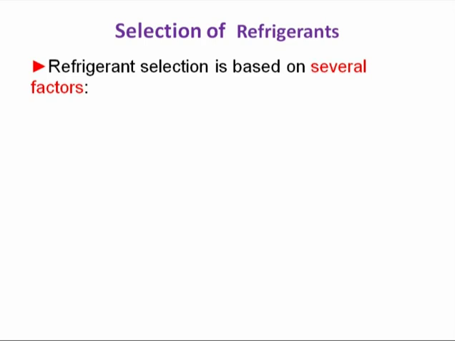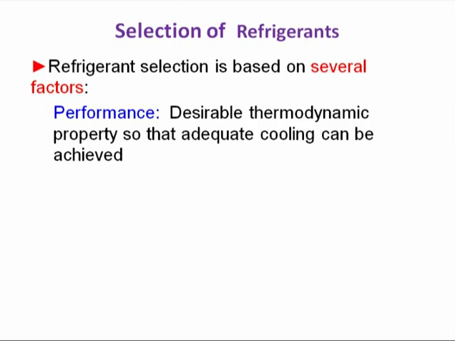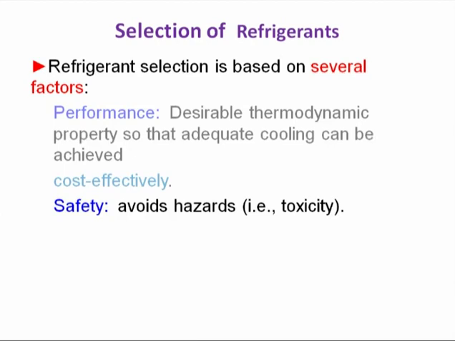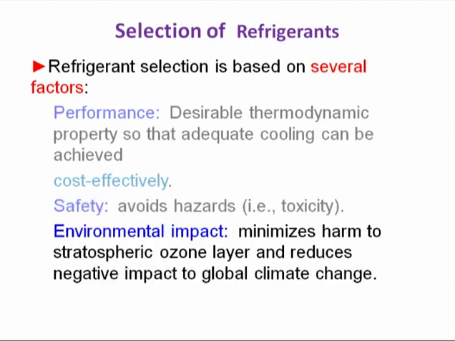Then the selection of refrigerant is based on several factors. Performance: it should have the desirable thermodynamic properties that we have seen, so that adequate cooling can be achieved cost effectively. Safety: it avoids hazards, so it should not be very toxic. Environmental impact: it should minimize harm to the stratospheric ozone layer and reduce the negative impact on global climate change. What does it mean? It means it should not react with the ozone layer in the presence of sunlight. Halide group refrigerants have excellent thermodynamic properties, but their main disadvantage is that they react with the ozone layer.